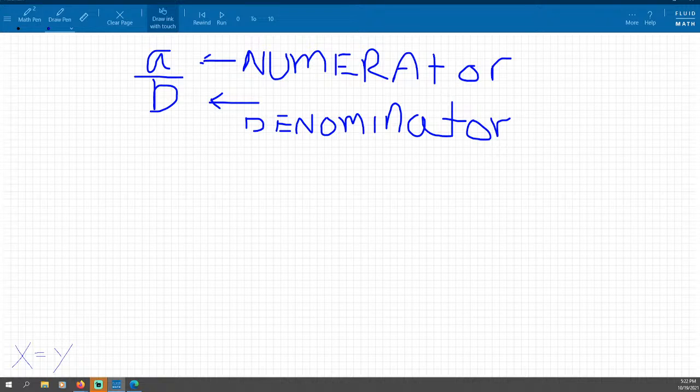So the number above the fraction bar, this would be the fraction bar, is the numerator. The number below that is the denominator. Numerator and denominator.